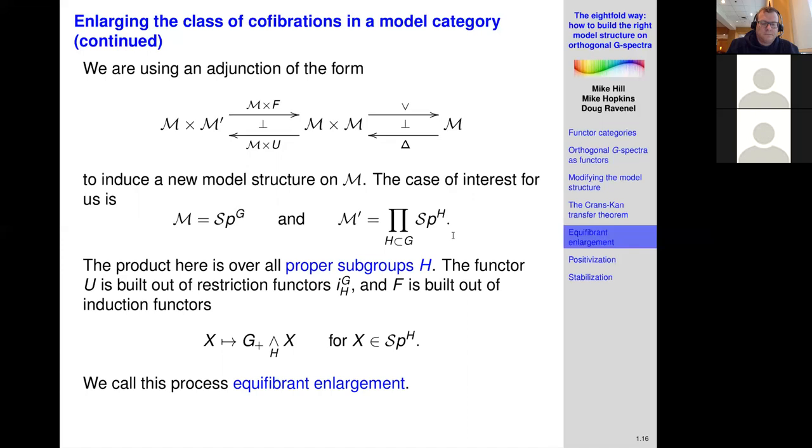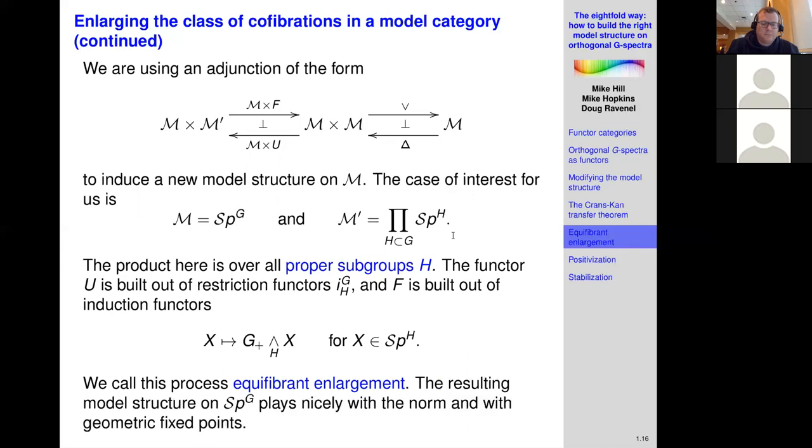This is going to give us the additional cofibrations we need to make the change of group adjunction a Quillen adjunction. And so this enlarged model structure on SpG plays nicely with the norm functor and with geometric fixed points, which is why we want to do it. We need the norm functor and we need the geometric fixed points, and we need a model structure that plays nicely with it. And this is how we can get it.